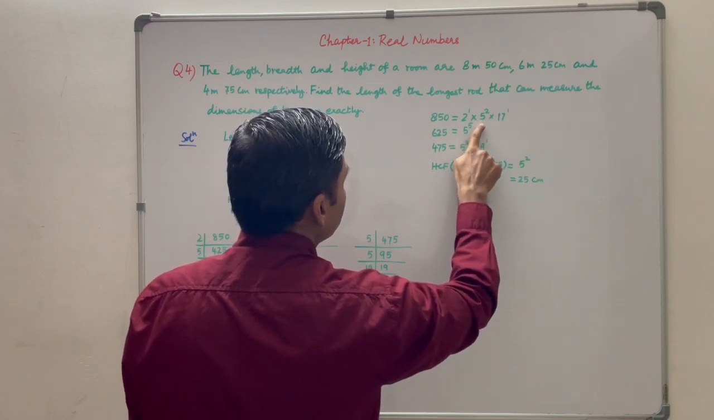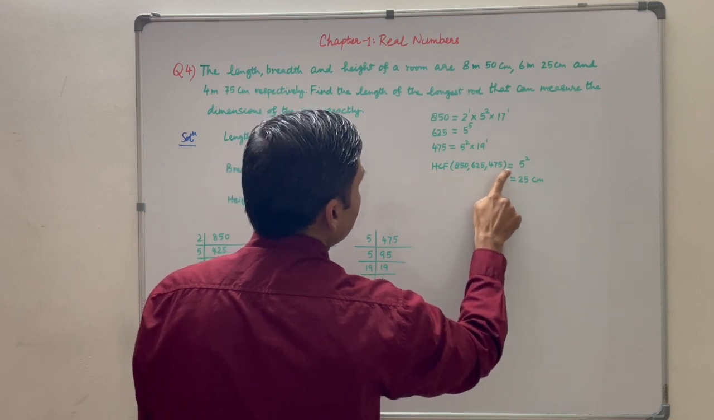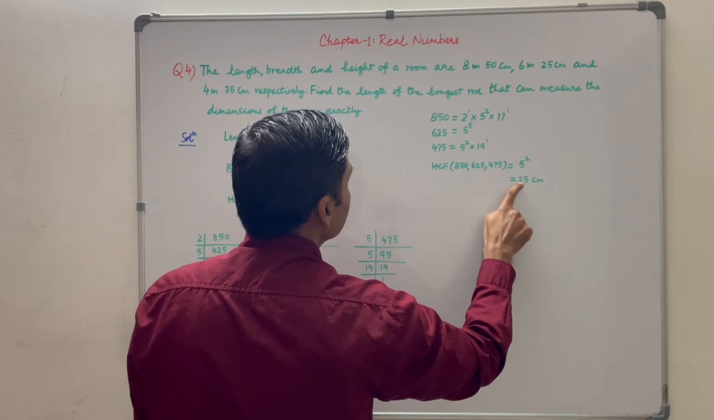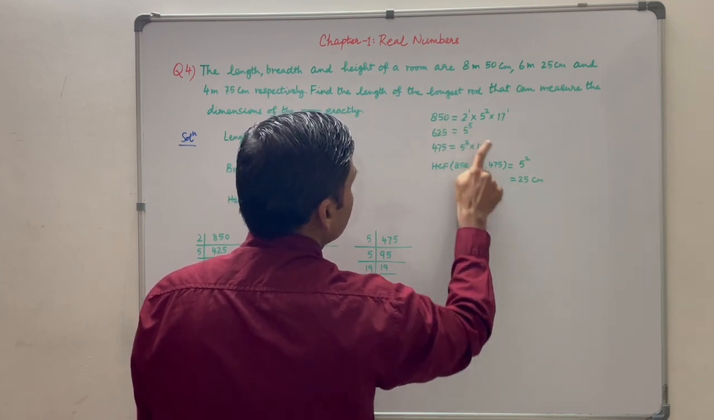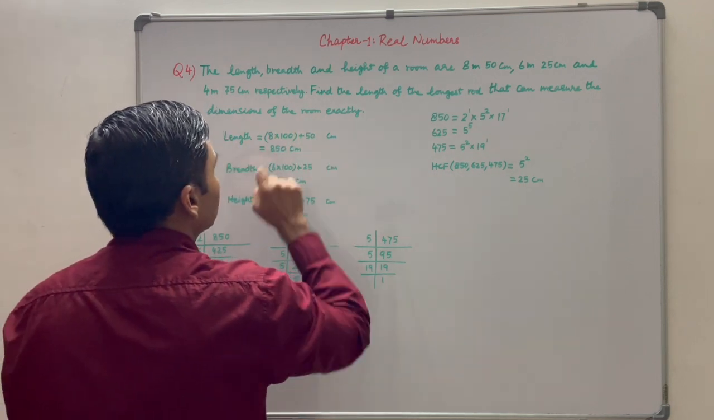And what is its minimum power? That is 2. So HCF of these three numbers will be 5 to power 2, that is 25 centimeters. Means the length of the longest rod should be 25 centimeters to measure the dimensions exactly.